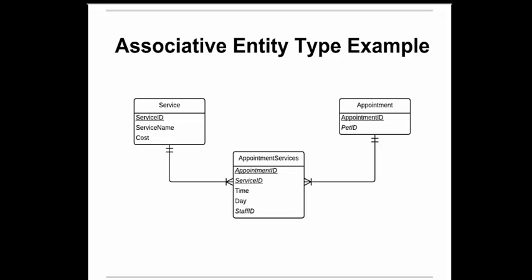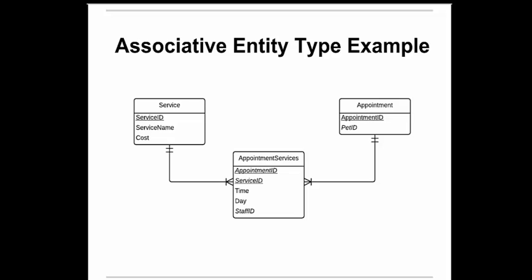Now, from this, you'll see we have 2 identifying one-to-many relationships. You can always spot a one-to-many relationship because on one side you will see no crow's feet, and on the other side you will see crow's feet. Now it's identifying because they're solid lines, but the associative entity type that you see here has a composite primary key. The composite primary key is made up of the primary keys of the 2 entities in which it's associating. In this case, appointment ID from appointment and service ID from service.